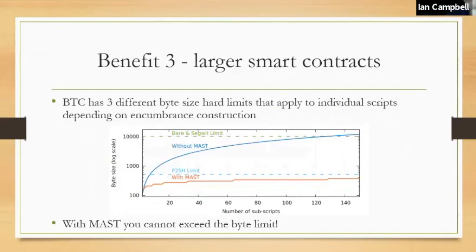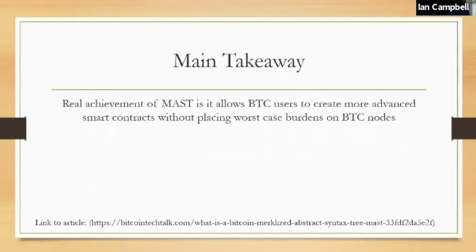So to summarize all this, the main takeaway is that the real achievement of MAST is that it allows Bitcoin users to create more advanced smart contracts without placing the worst case burdens on Bitcoin nodes. Currently, there are 2 MAST proposals. There's BIP 114, which basically uses SegWit extensions to allow native SegWit addresses to commit to the Merkle root of MAST encumbrances. And then spenders can select a single subscript from the tree.